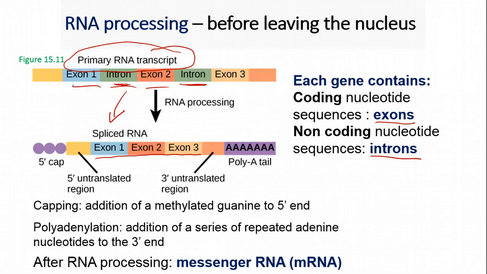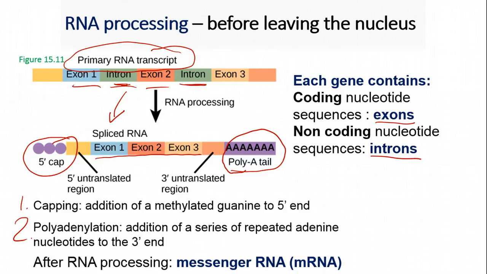After splicing, we have two additional things that happen. The first is called capping, which is the addition of a methylated guanine to the 5' end. We call that the 5' cap. And the second thing that happens is called polyadenylation. This is the addition of a series of repeated adenine nucleotides to the 3' end. So it's just A's on the 3' end of our RNA. This is called the poly-A tail.